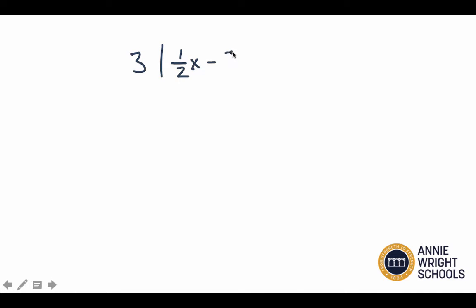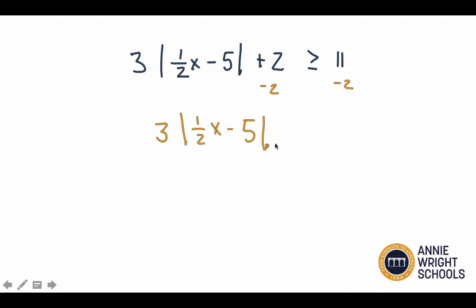So let's take a really hard example, would be something like 3 times the absolute value of 1/2 x minus 5 plus 2 is greater than or equal to, let's say, 11. So I start this problem, I subtract 2 from both sides. I get 3 times the absolute value of 1/2 x minus 5 is greater than or equal to 9. Now I divide everything by 3. I get the absolute value of 1/2 x minus 5 is greater than or equal to 3.